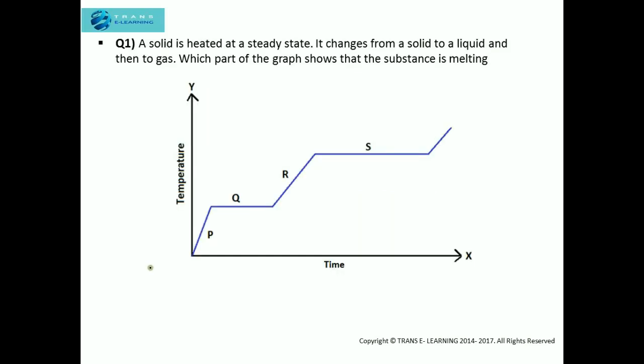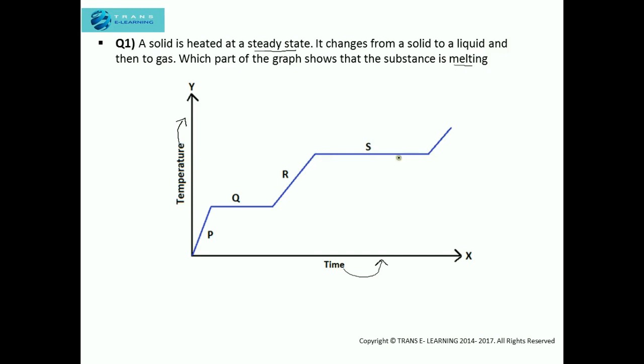The first question: a solid is heated at a steady state. It changes from a solid to a liquid and then to gas. Which part of the graph shows the substance is melting? As you can see here, the graph is given, which is a heating curve of the solid, where the temperature is taken on the y-axis and the time is taken on the x-axis, and different phases are plotted here.